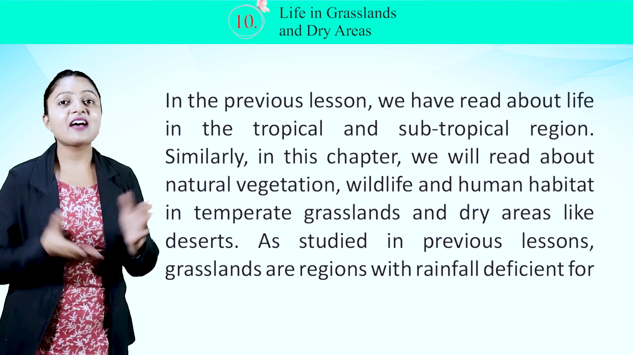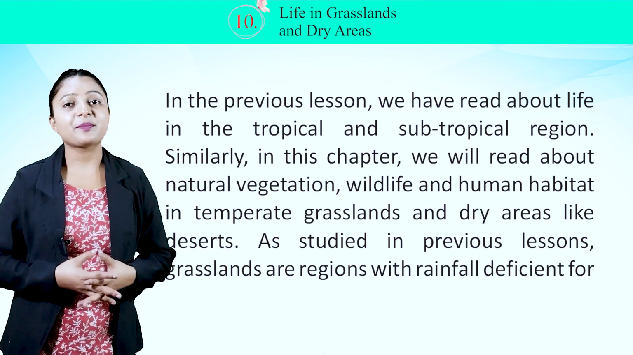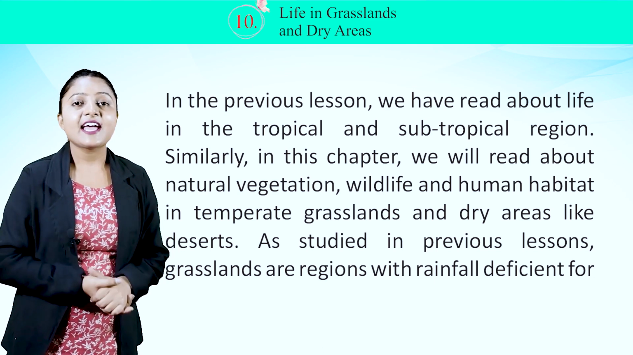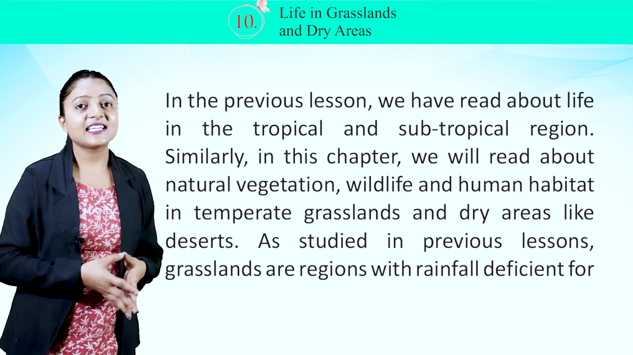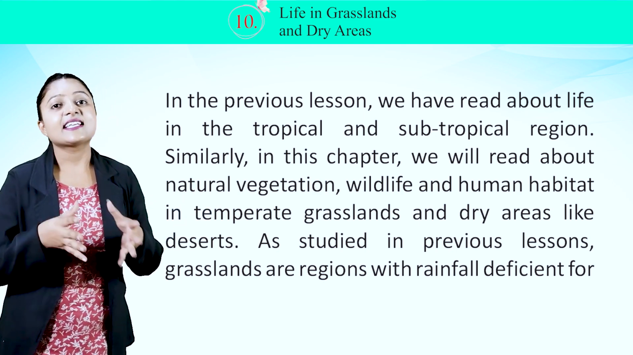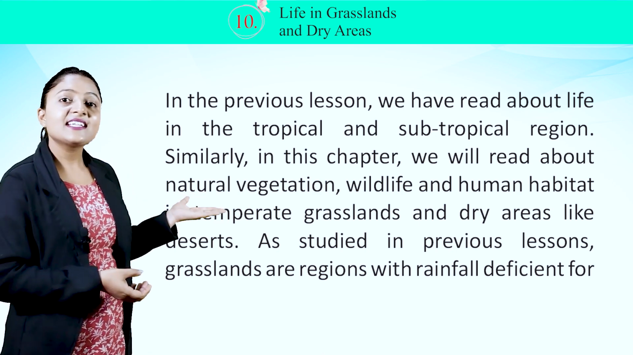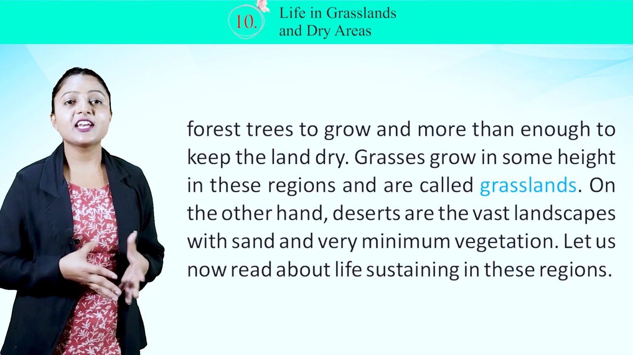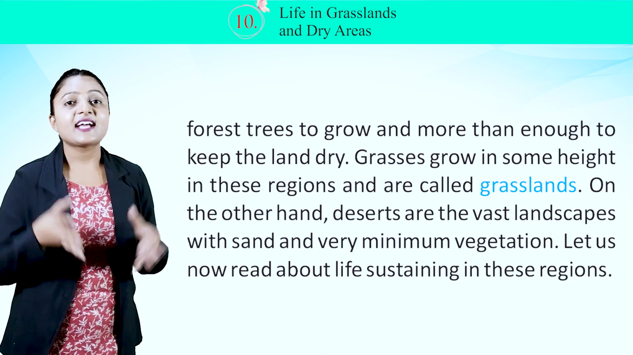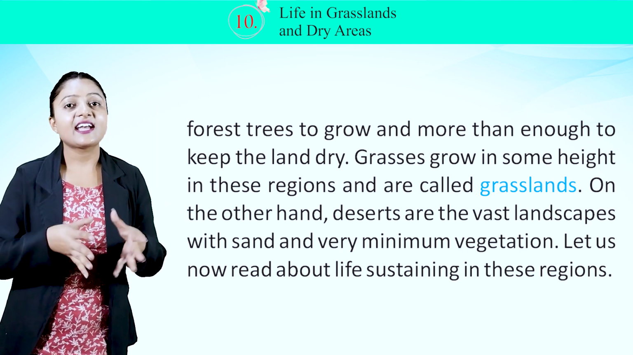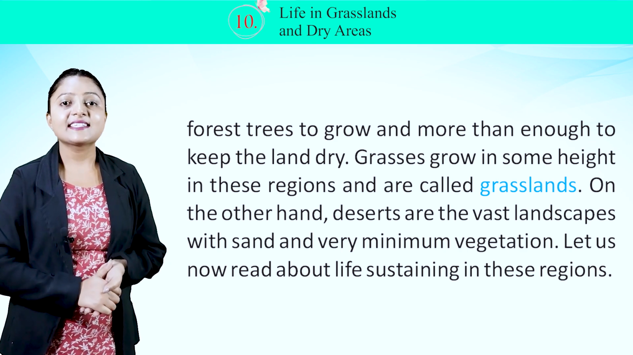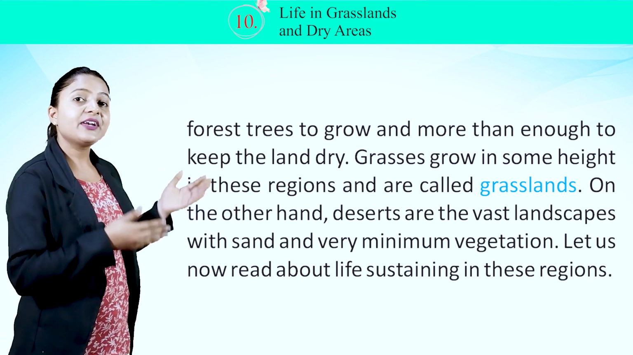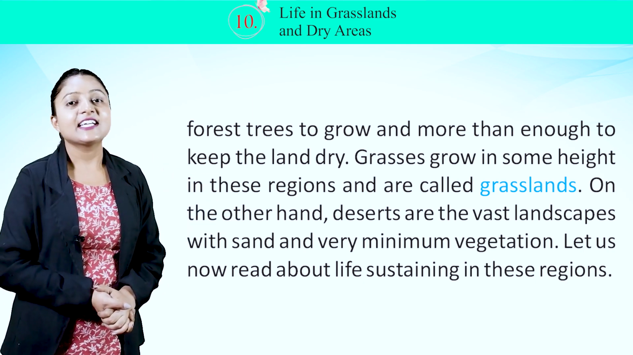In the previous lesson, we have read about life in the tropical and subtropical region. Similarly, in this chapter, we will read about natural vegetation, wildlife and human habitat in temperate grasslands and dry areas like deserts, as studied in previous lessons. Grasslands are regions with rainfall too deficient for forest trees to grow, yet more than enough to keep the land from being dry. Grasses grow to some height in these regions and are called grasslands. On the other hand, deserts are vast landscapes with sand and very minimal vegetation. Let us now read about life sustaining in these regions.